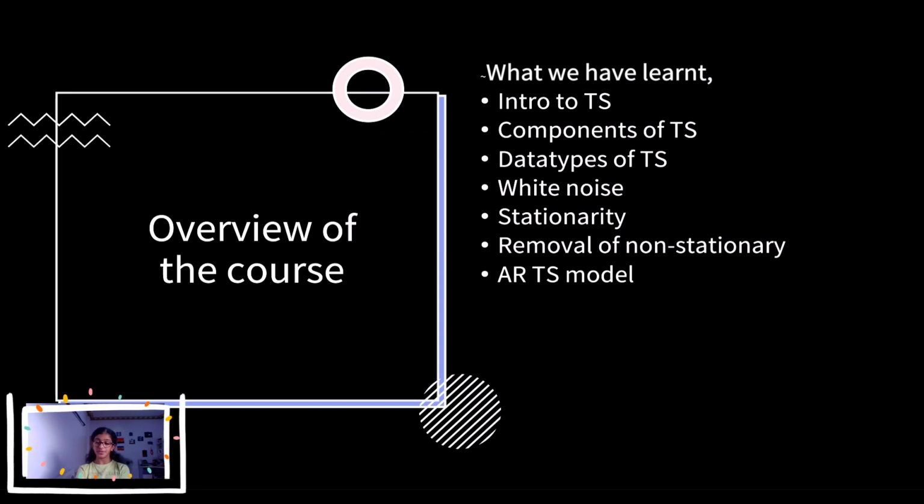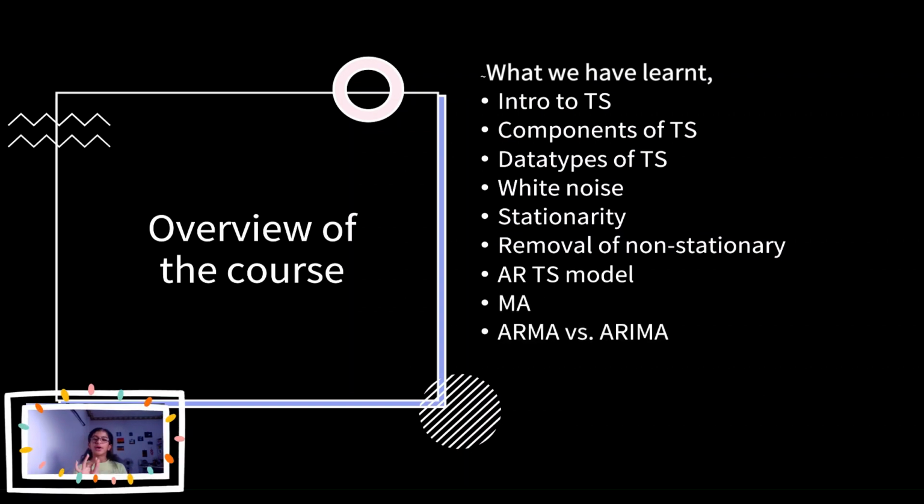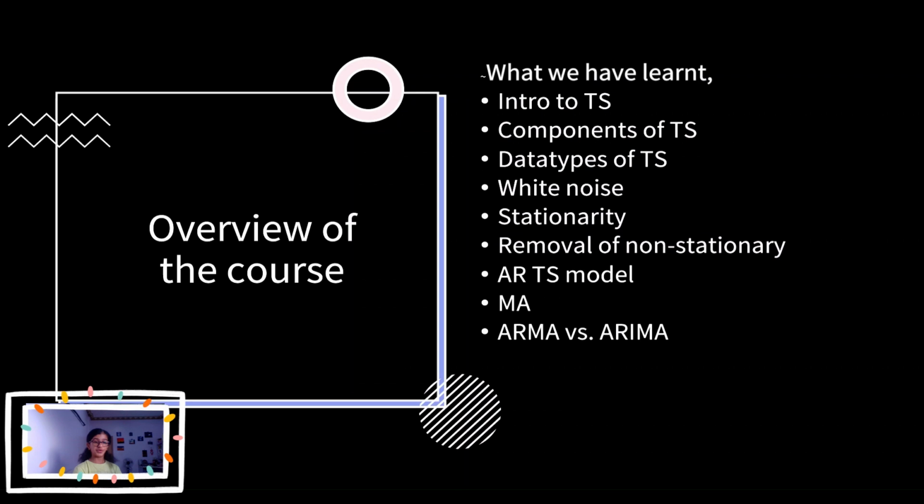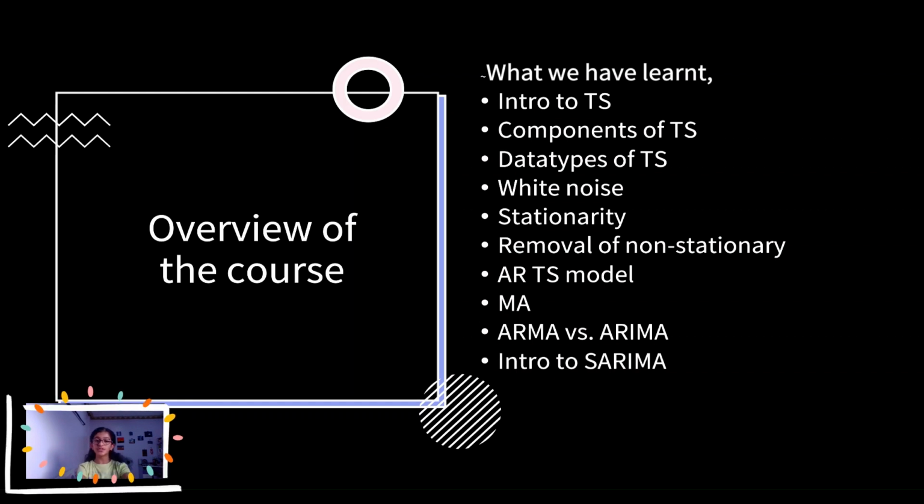time series model. We also learned about moving average. We learned about ARMA versus ARIMA. The main difference is the I in ARIMA, which stands for integrated. So you can say it's autoregressive moving average versus autoregressive integrated moving average. And last but not least was an introduction to SARIMA, which is seasonal ARIMA.